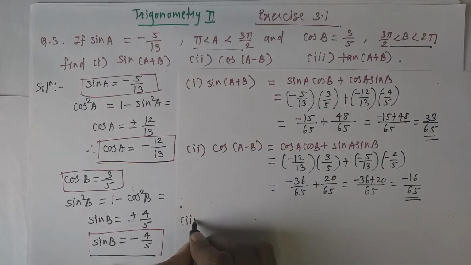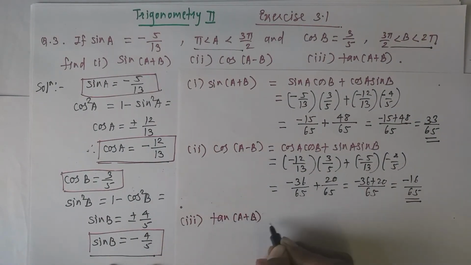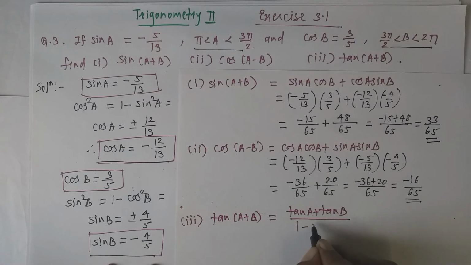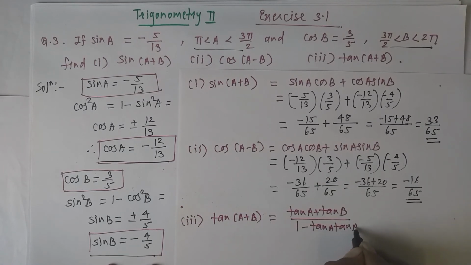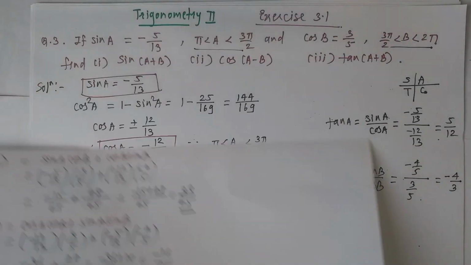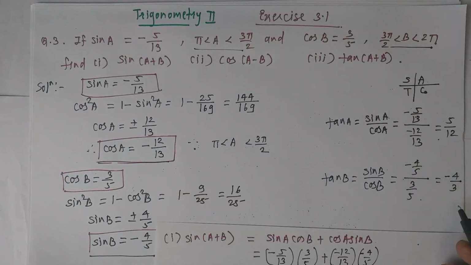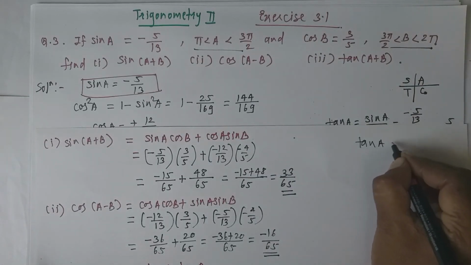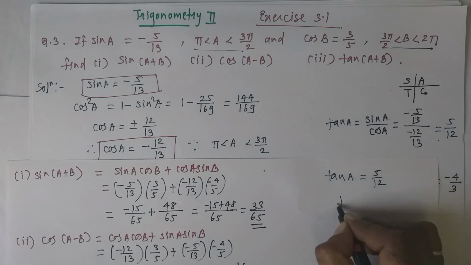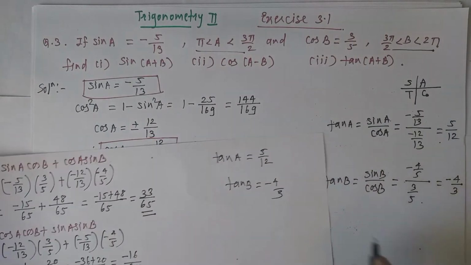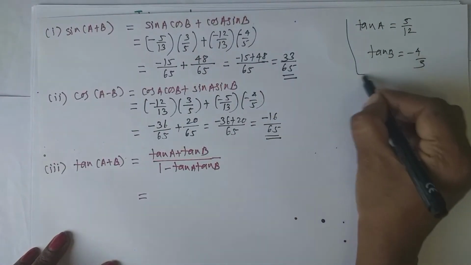Then write down here tan(A+B). And what is the formula for tan(A+B)? That is (tan A + tan B) divided by (1 - tan A tan B). Now what is the value of tan A? The value of tan A is 5/12 and the value of tan B is -4/3. Okay, we have got the values of tan like this.